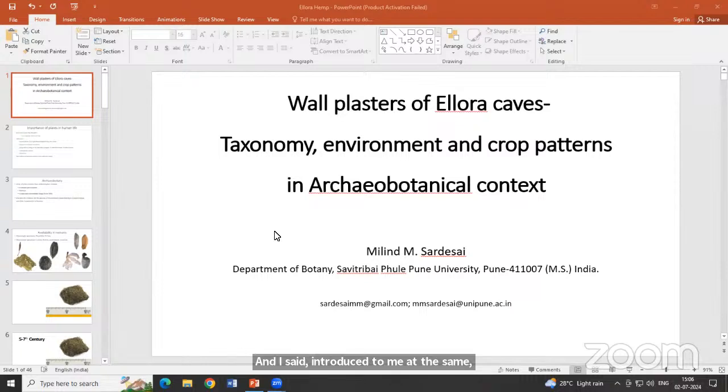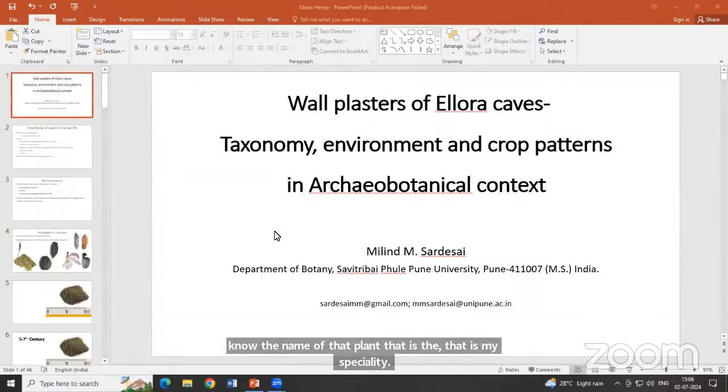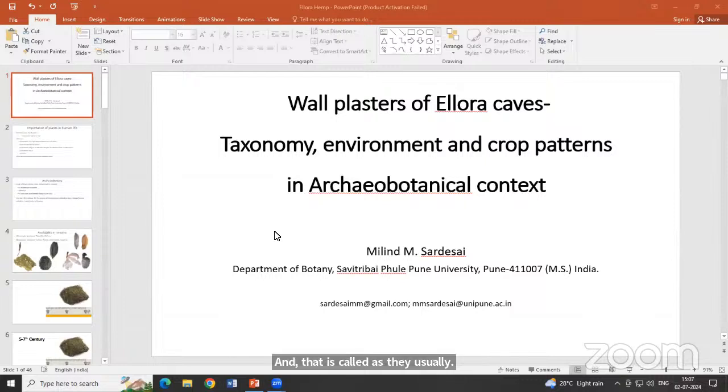And as sir introduced me, I'm from taxonomy. For others, I will say, you just bring any plant to me, flowering plant it should be, and I should know the name of that plant. That is my specialty, and that is usually called taxonomy. So taxonomy deals with identification, classification and nomenclature of plants, generally, for a layman. As this audience is most probably from many disciplines, I will sometimes be bilingual in Marathi or Hindi, whatever you want. But if you want it in English, I'm ready to provide it.